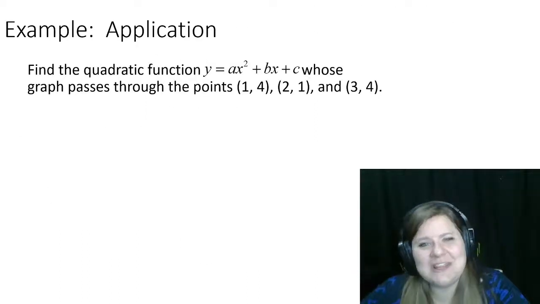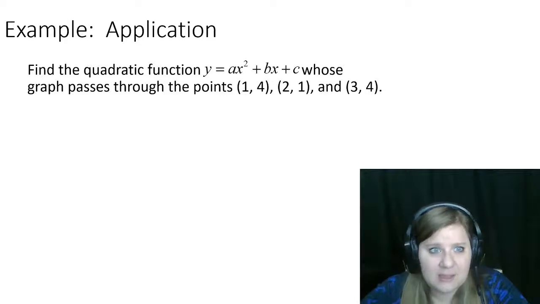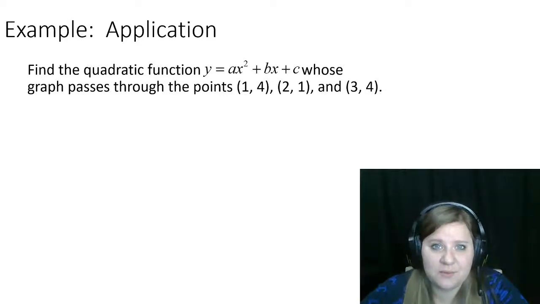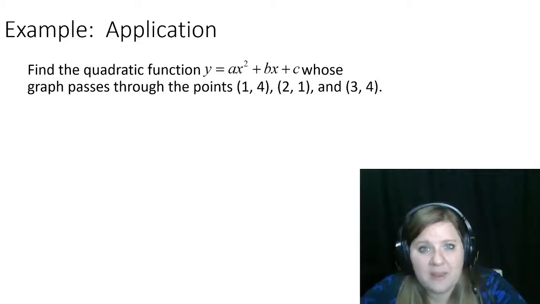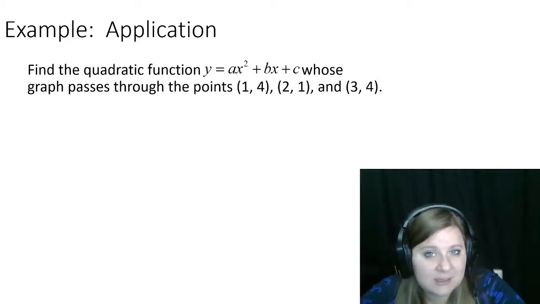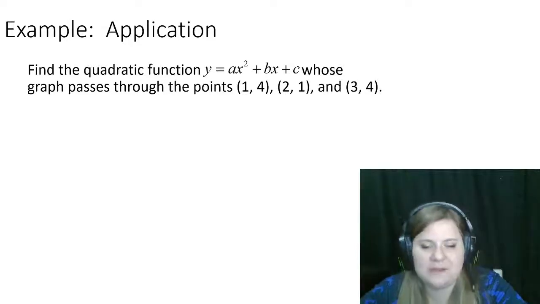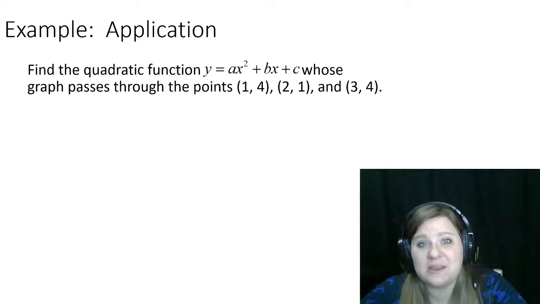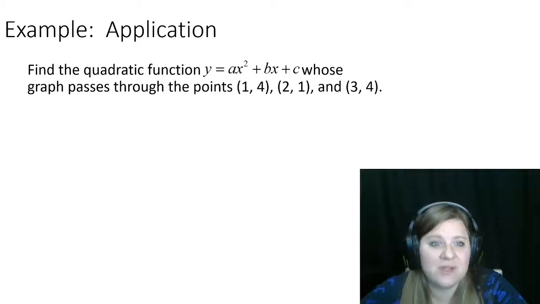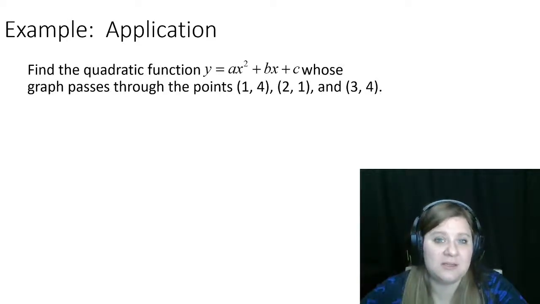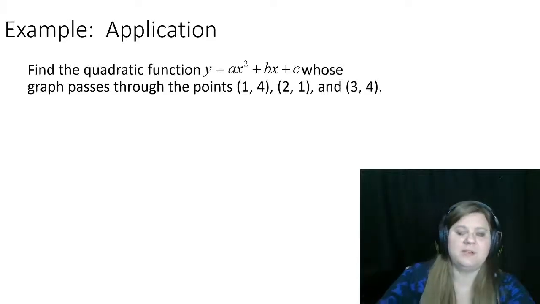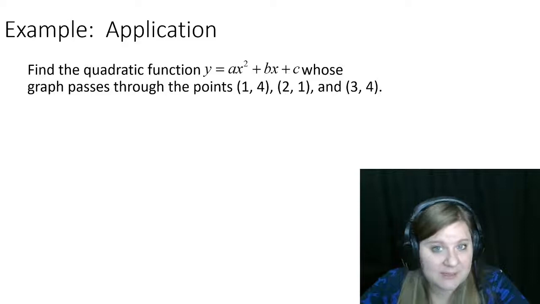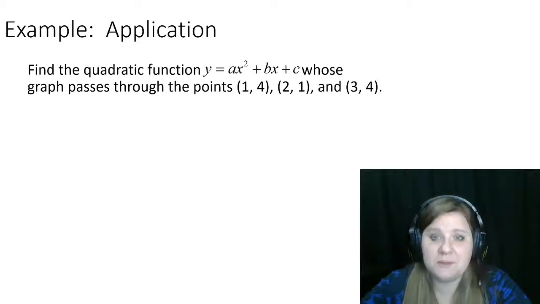So one of the things that we use this for most often is finding quadratic functions that go through 3 points. Because if I know 3 points on a parabola, I can guess and check answers to find a quadratic function, but that's not really a great method. So instead, we're going to use our system of equations method. We're going to find the quadratic function in the format y equals ax squared plus bx plus c that goes through the points (1, 4), (2, 1), and (3, 4).